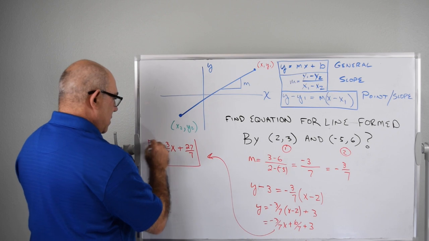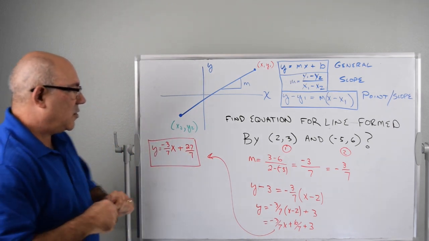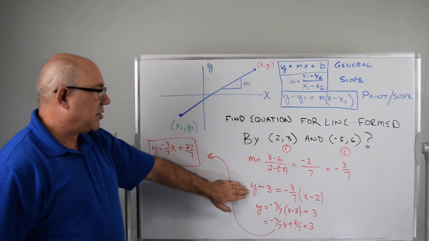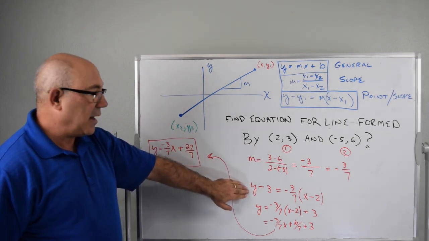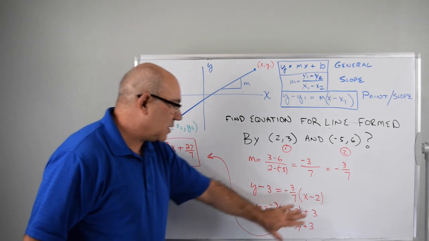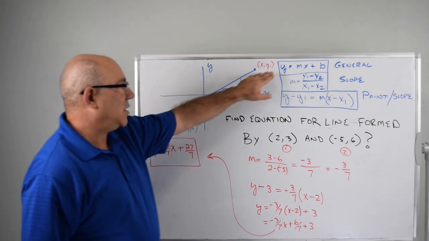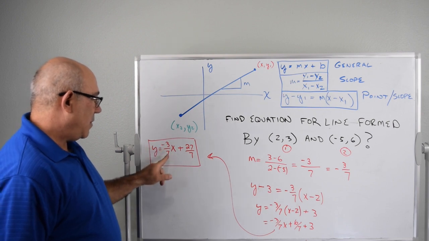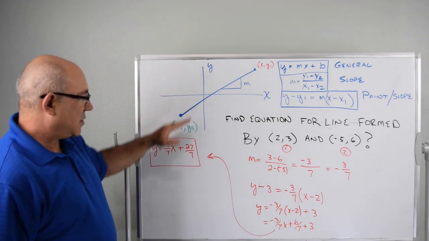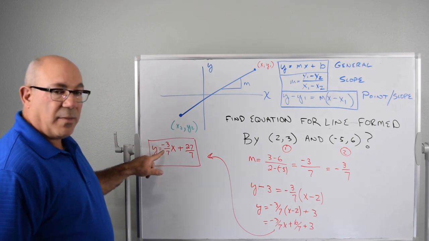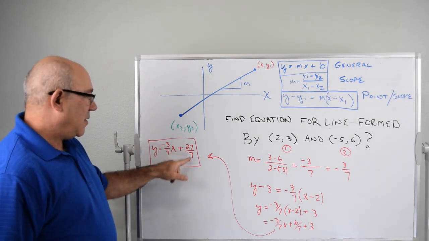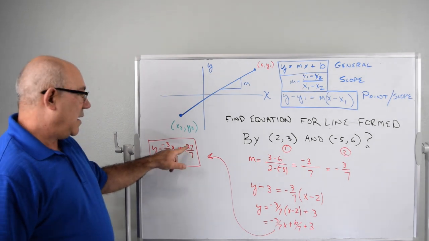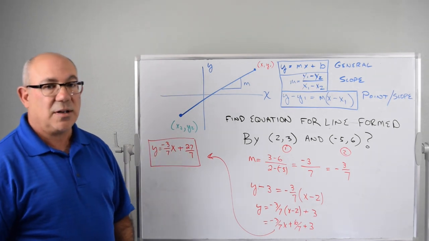And that's our answer. So we were able to use the formula for the slope. We were able to use the point-slope formula for the line. And then we were able to force this line into the general form of y equals mx plus b. So if you were to sketch this, you'd have a slope of minus 3/7, and the line would cross the y-axis at 27/7, and that's our answer.